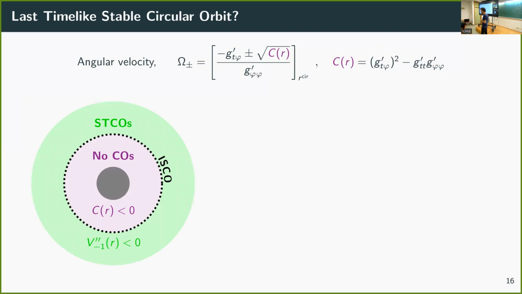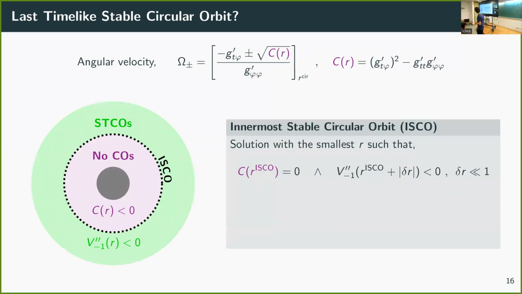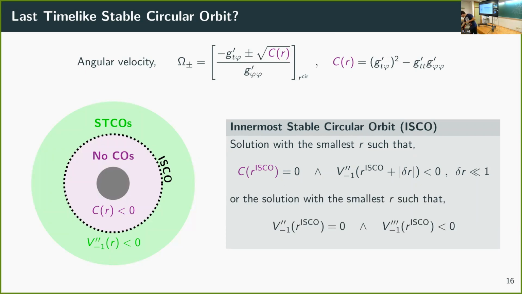So you could have something like this: a region with no circular orbits at all, where the C function is negative, that is connected to a stable region. With that, you could also define some type of ISO. So we call it, in this case, an ISO, which is the solution with the smallest radii where this happens. So c equals 0, and slightly radially above, you impose that there are stable circular orbits, and that's the second equation. Or in the case where you find several zeros for the second derivative of the potential, you consider the one that has the smallest radii. So it's the one that is closer to the central object.